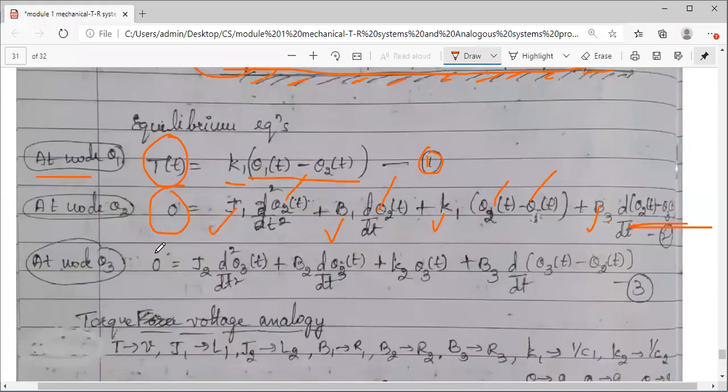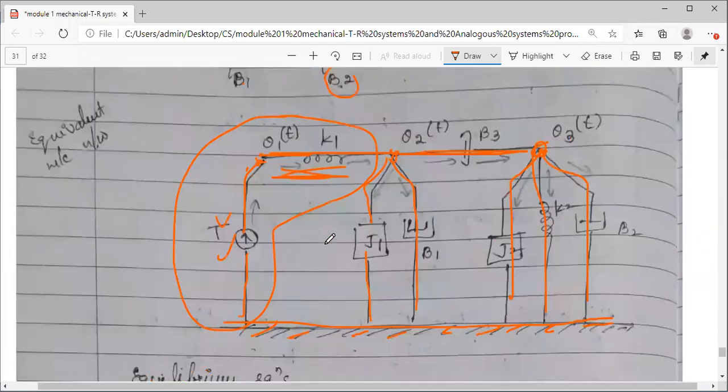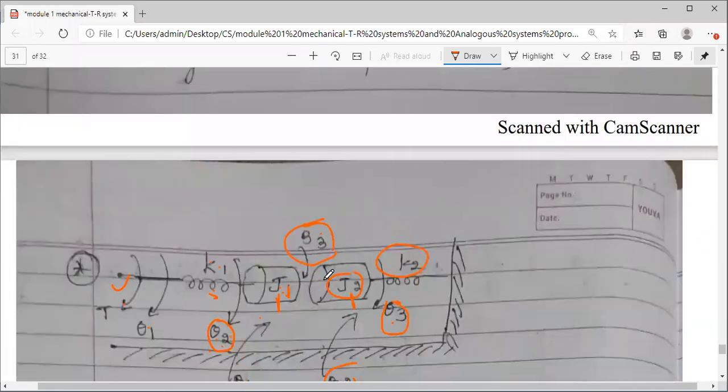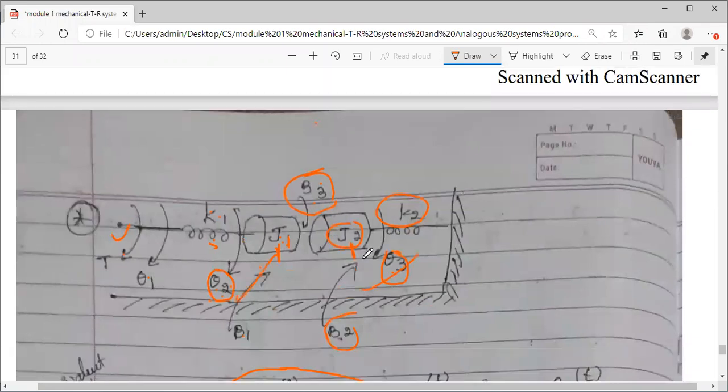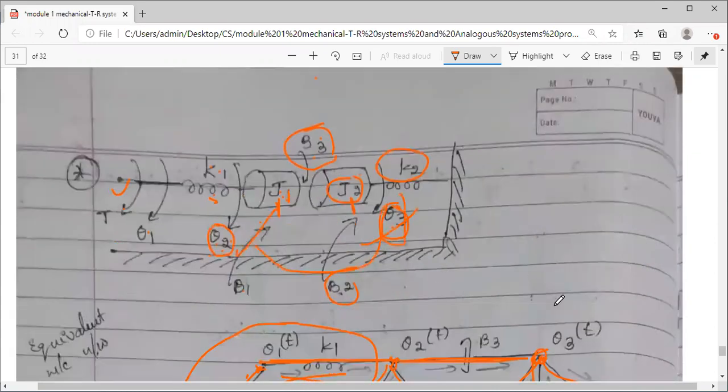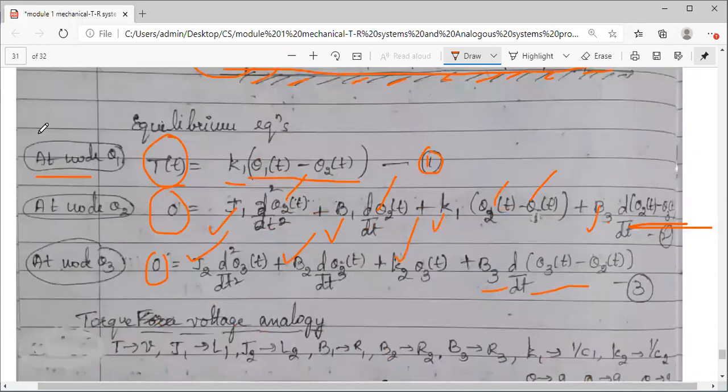So for the next node, 0 is equal to, we have J2, B2, K2 and one shared element B3. And check the B3 position: it is between theta 2 and theta 3, but since we are writing for theta 3, it will be theta 3 minus theta 2. Okay, so these three equations I have written.